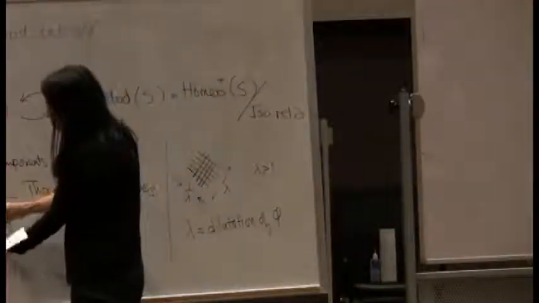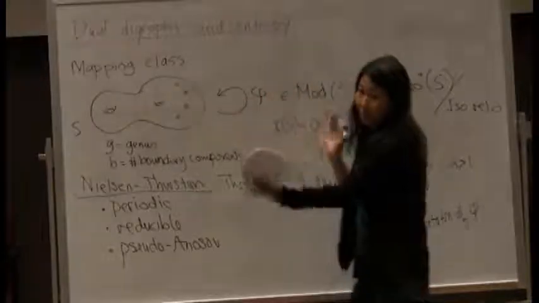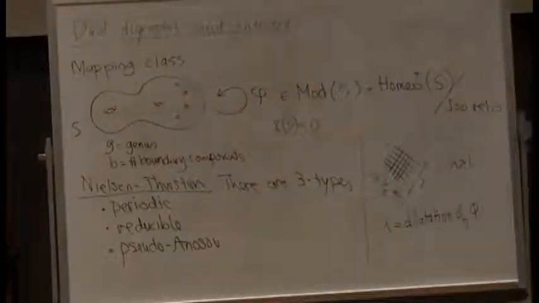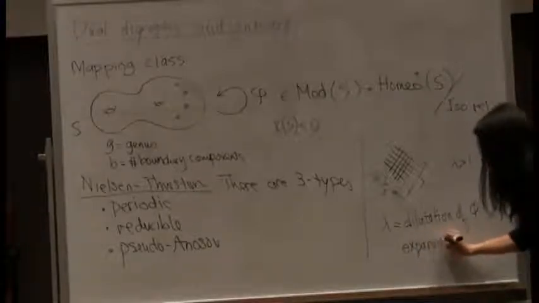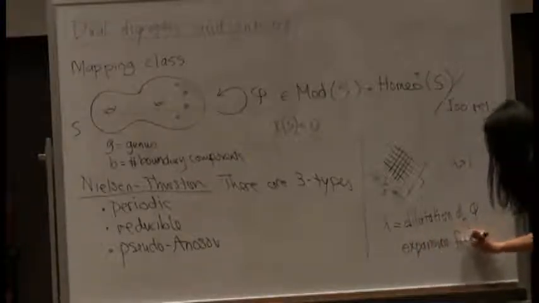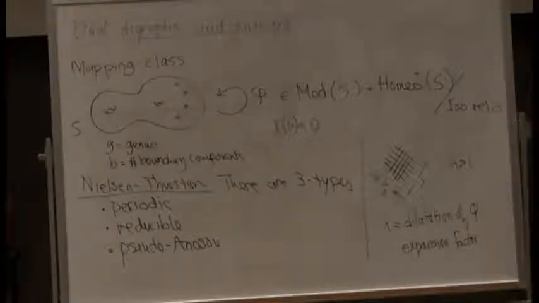Okay, so outside a finite set of points, what's going on is the map moves points around, but it also takes this grid pattern and it shrinks in one direction and it contracts in the other direction. So this expansion factor, maybe also called the expansion factor, is kind of a measure of the complexity of the mapping class.